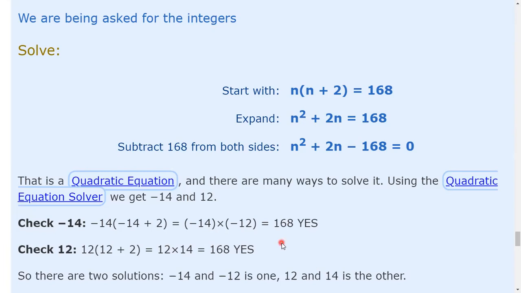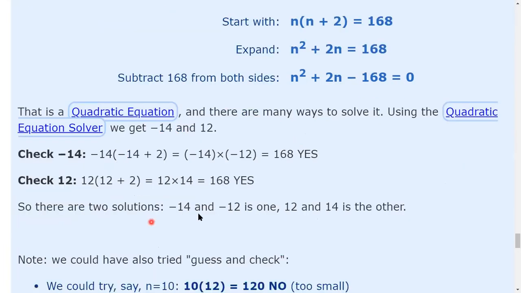So there are two solutions: minus 14 and minus 12 is one, and 12 and 14 is the other. Are you getting this? So that was not asking that both must be positive even integers. They may be negative, but these must be even integers.